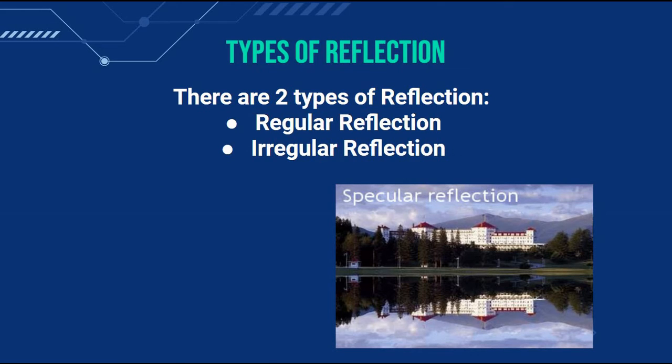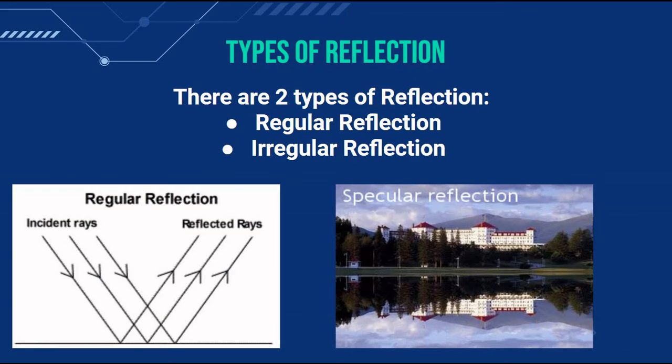Now let us look at types of reflection. Basically there are two types of reflection: regular reflection and irregular reflection. First of all, let's look at regular reflection. Regular reflection is also known as specular reflection in some cases. Regular reflection is the reflection of light rays when they fall on a smooth, also known as uniform and glistening surface, where the incident light rays are reflected in only one direction, as you can see in this picture.